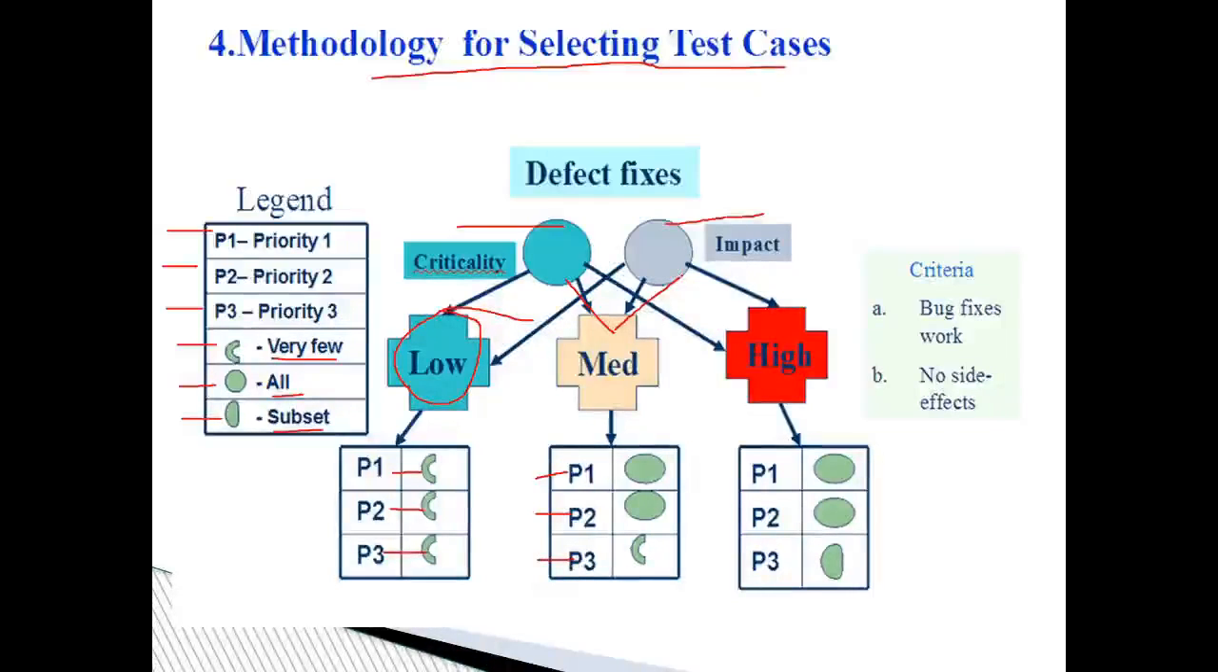And if criticality and impact of defect fixing is high, then select all test cases from priority 1, from priority 2 and a subset of test cases from priority 3. So this is how you are going to identify and recognize the impact of defect fixing which arises on the product.